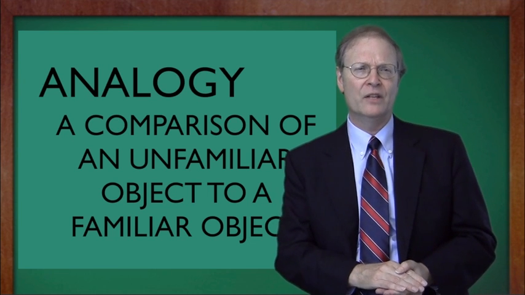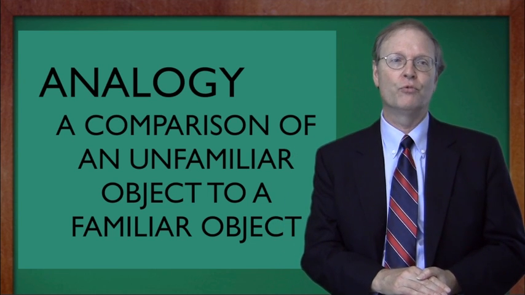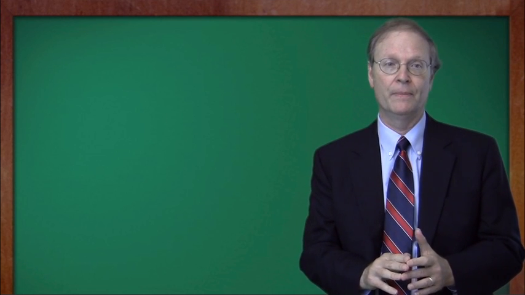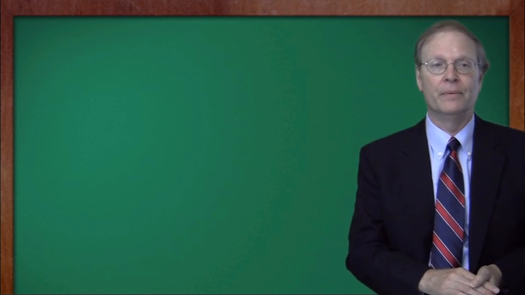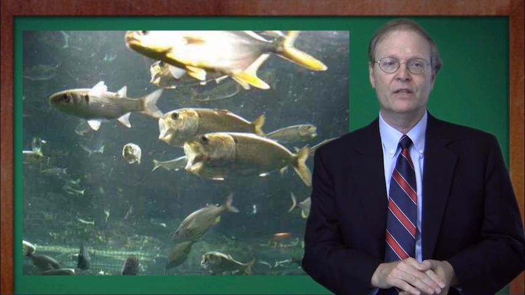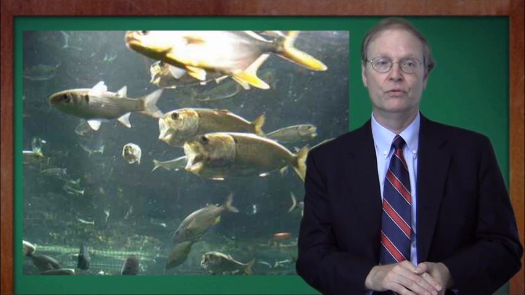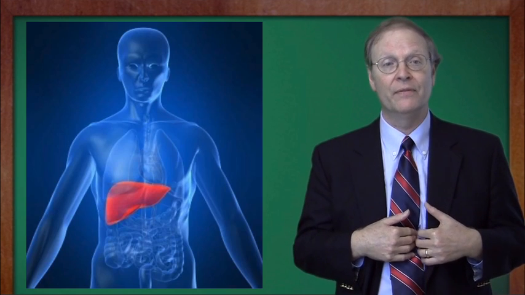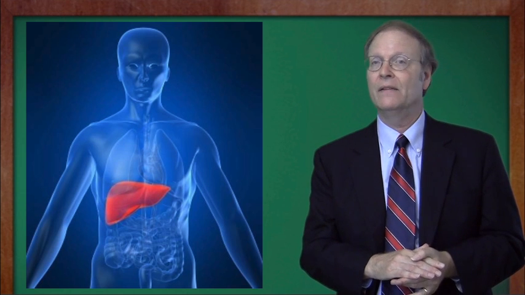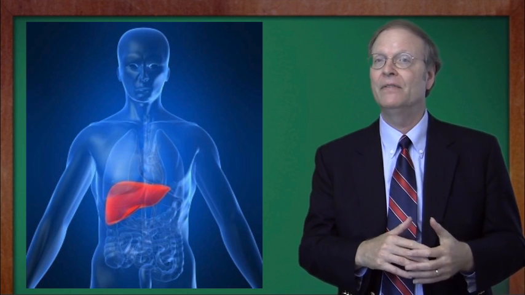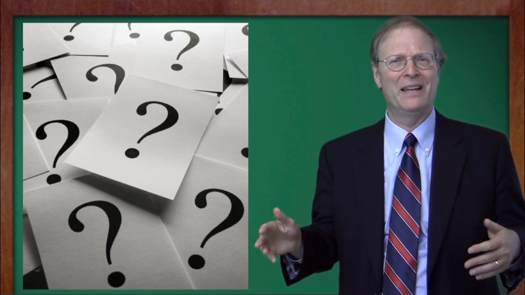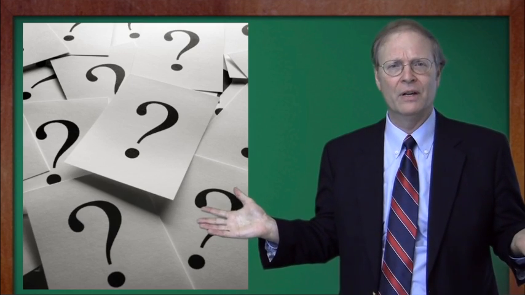Now, College Board test writers often ask you to recognize an analogy in a critical reading passage. Let's take an example. The menhaden is a small, oily fish that swims in tightly packed schools. The human liver is a key body organ that lies on the right side of the abdominal cavity beneath the diaphragm. What does the menhaden have in common with the human liver?